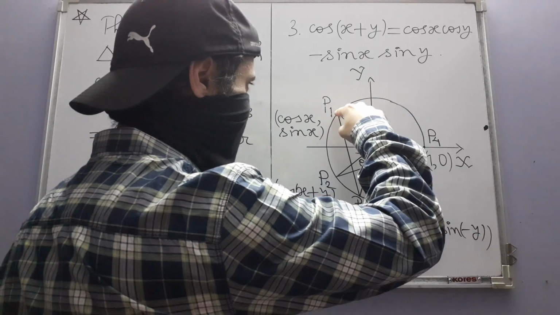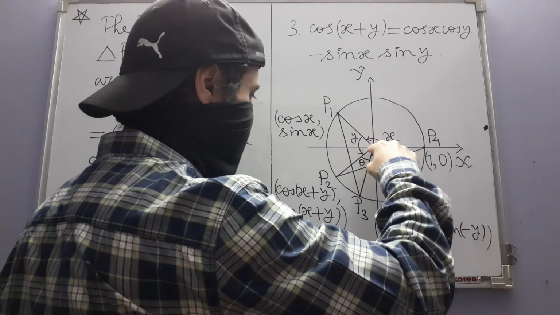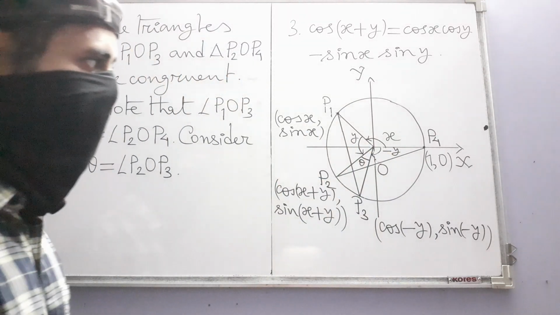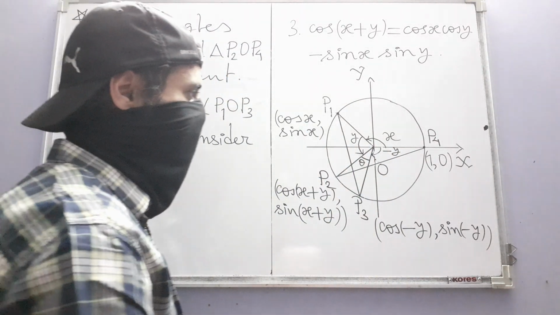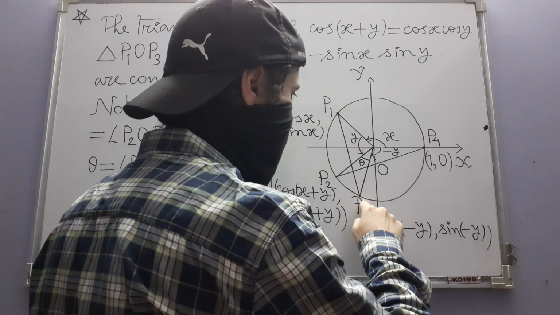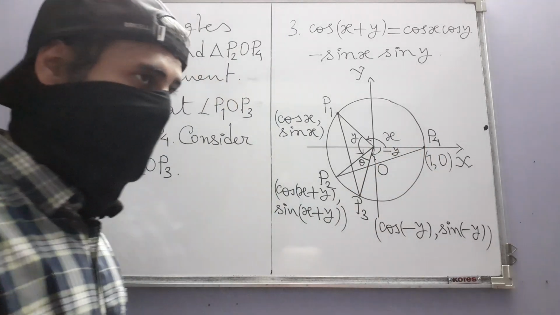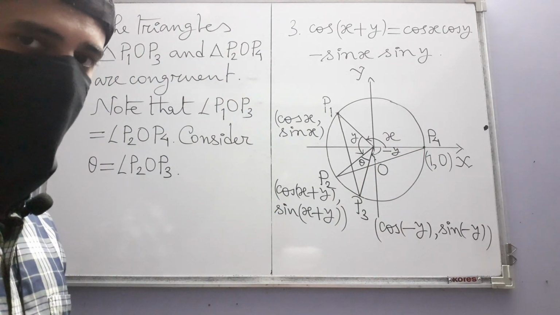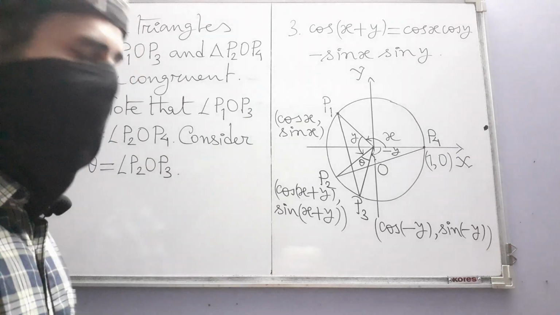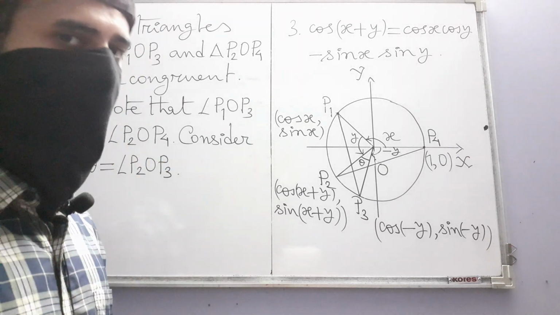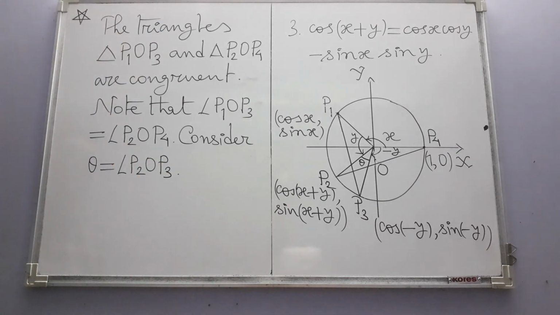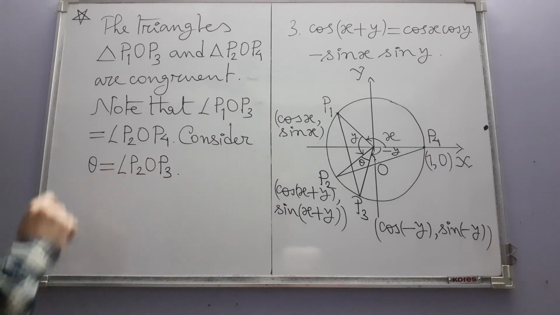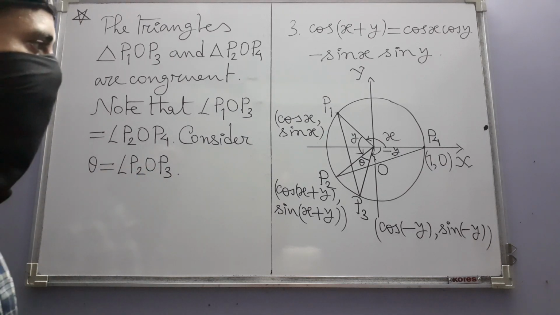Just like the angle P1OP2 is simply y, and the angle P3OP4 is also y. It's a negative angle, but the magnitude is y. So we are talking about magnitudes here. In that sense, theta is P2OP3. All right.